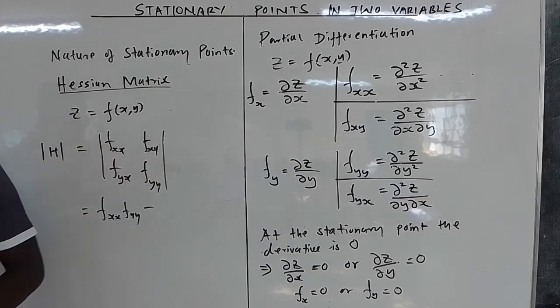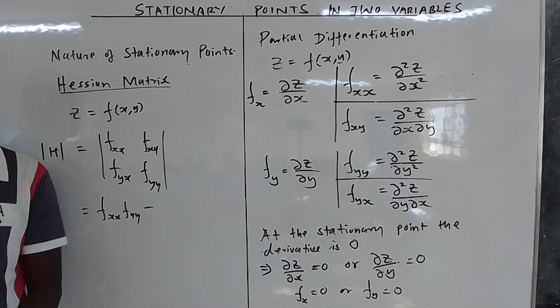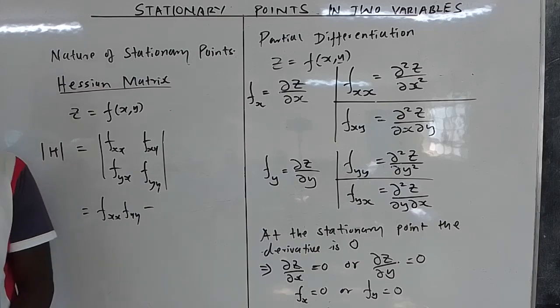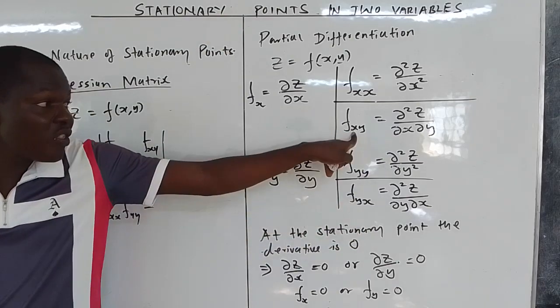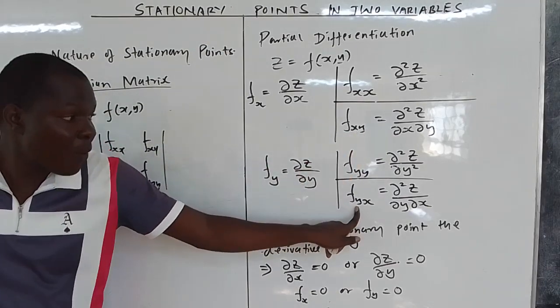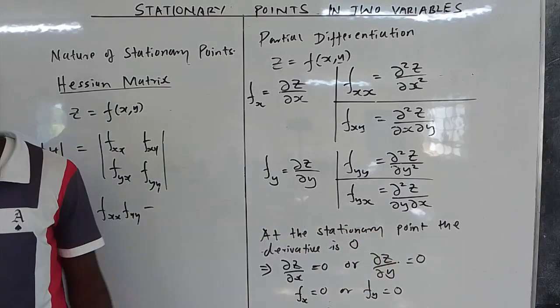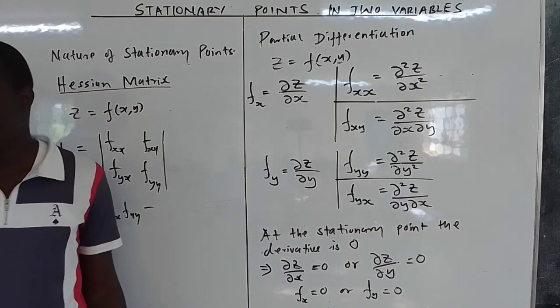And what did you note when you started with partial differentiation in calculus 1? You noted that this is always the same as this. If you start with x, followed by y, or if you start with y, followed by x, they will give you the same thing. Are we together?